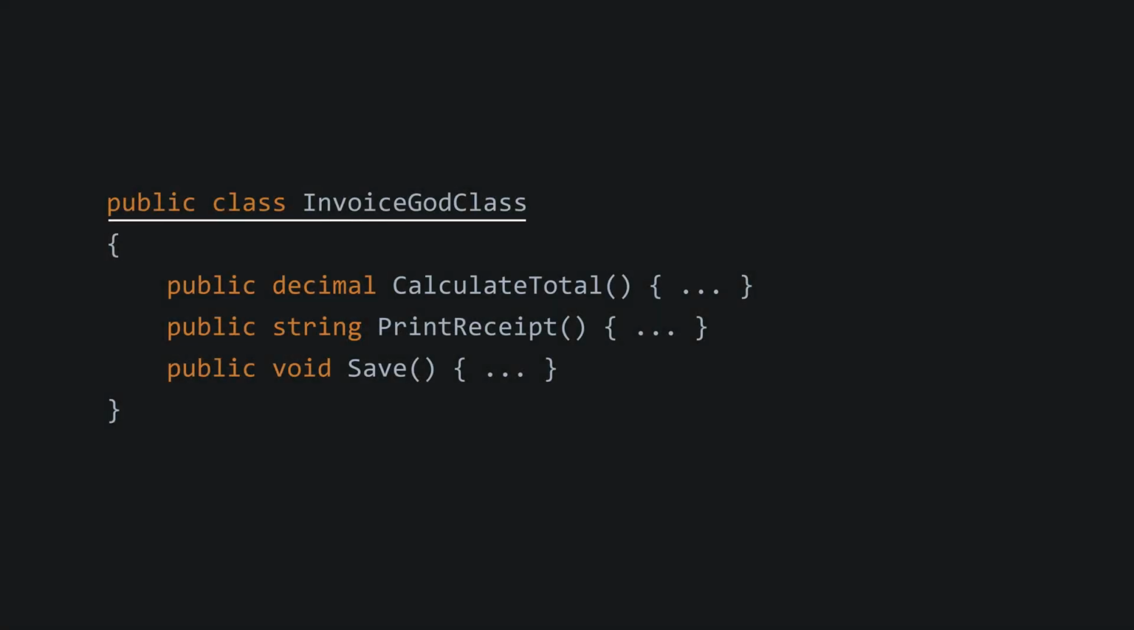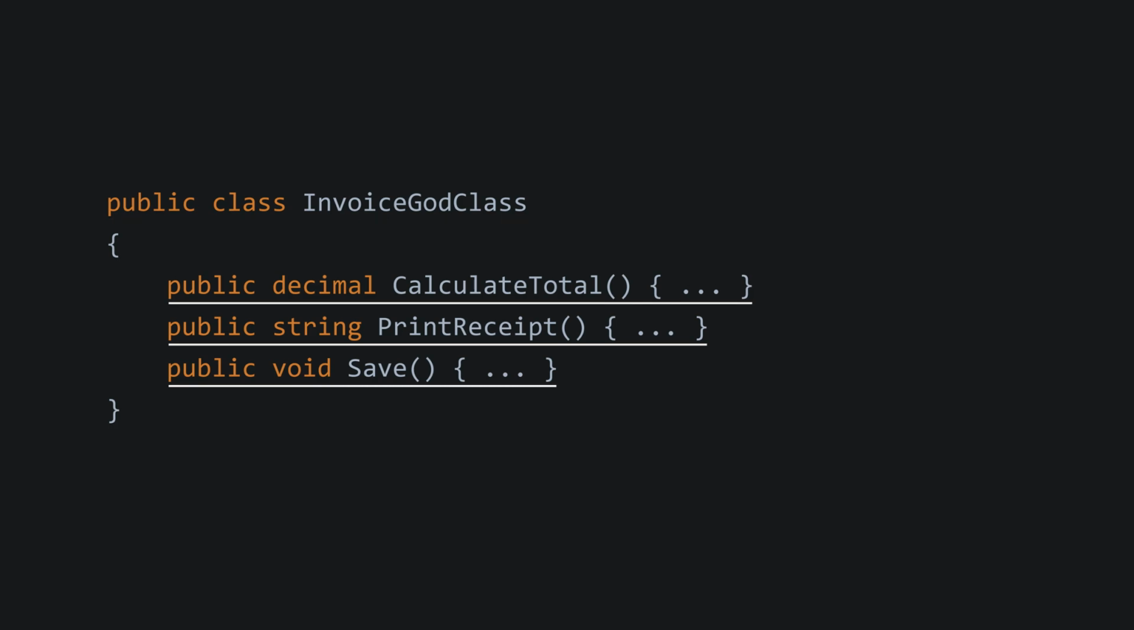Here's a class called Invoice. It calculates a total, prints a receipt, and saves itself to a database. 3 jobs, 1 class. It works. Every test passes.